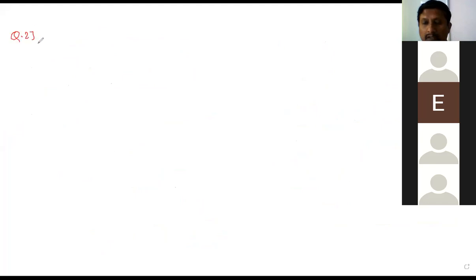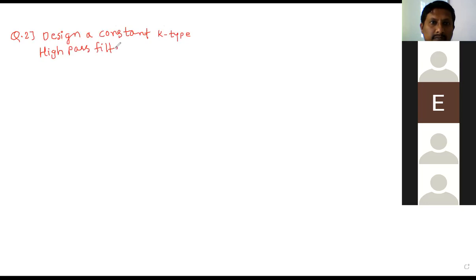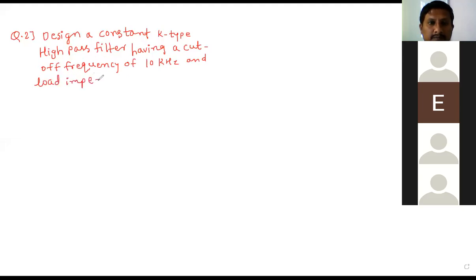Question number 2. This is the new example. Design a constant K type high pass filter having a cutoff frequency of 10 kilohertz and load impedance of 500 ohm.